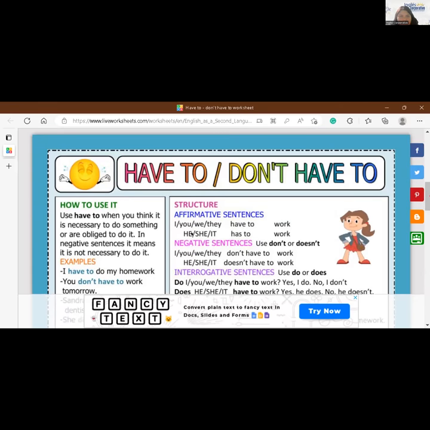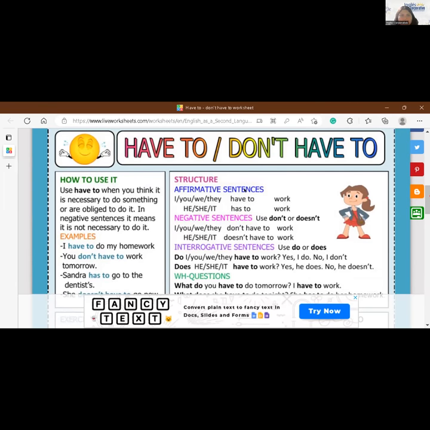And let's see. So we have the three structures. Affirmative sentences: I, you, we, they have to work, and he, she, it, remember that that's third person, has to. So I don't know, do you have any question about it? So remember, when you have he, she, it in an affirmative sentence, you have to use has to, right? Do you agree? Yes, teacher. Okay. Thank you.